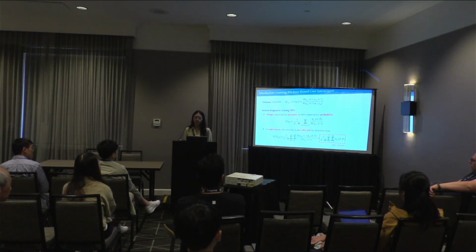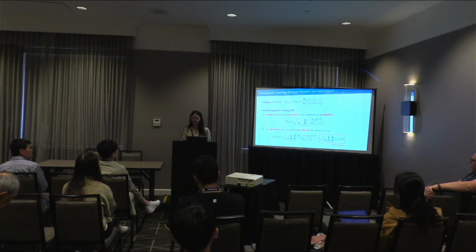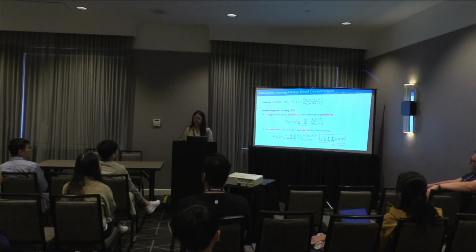So how to mitigate the effect of bias? A straightforward and simple way is that the probability of the true rating equals the probability of the observed ratings divided by the observation probability. That is also the widely used method, inverse propensity scoring, which weights observations inversely to their observation probability, so that in expectation, the estimate is not affected by the selection bias. They could be equal to or proportional to the ideal estimate.